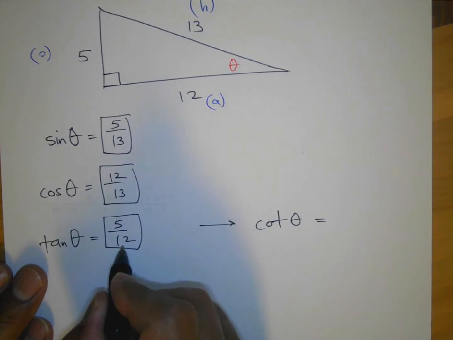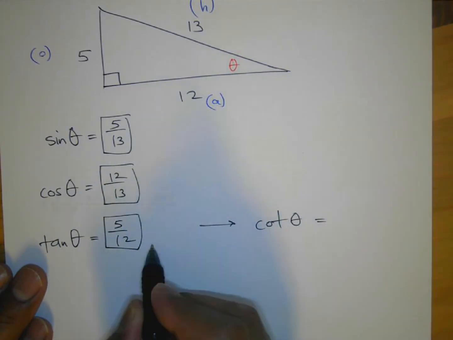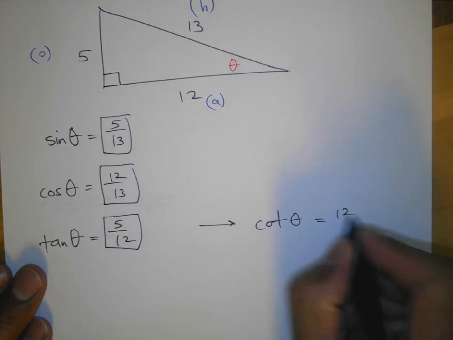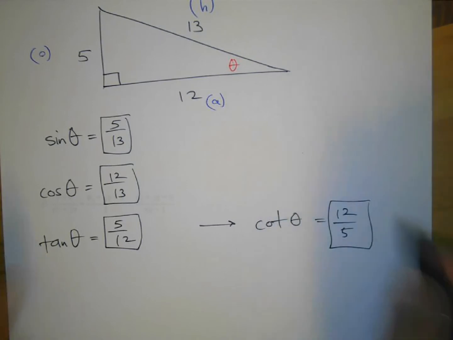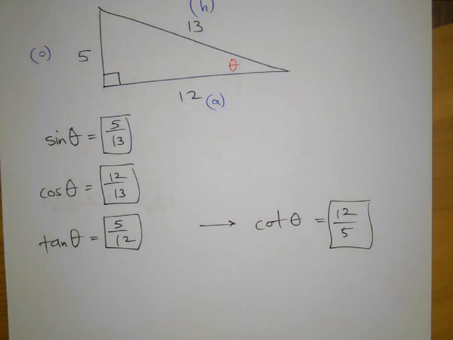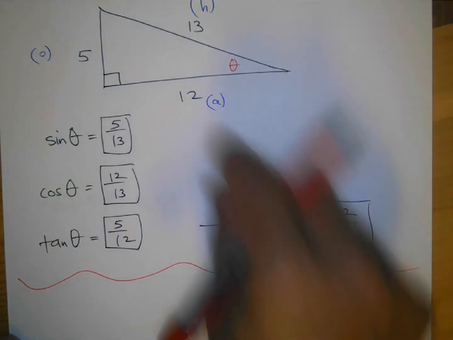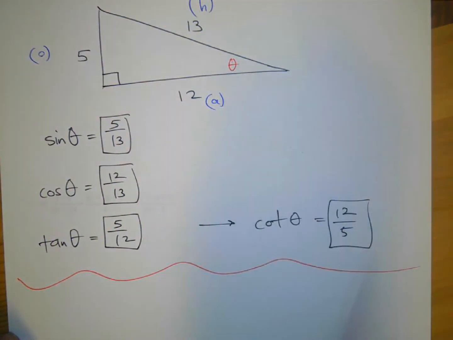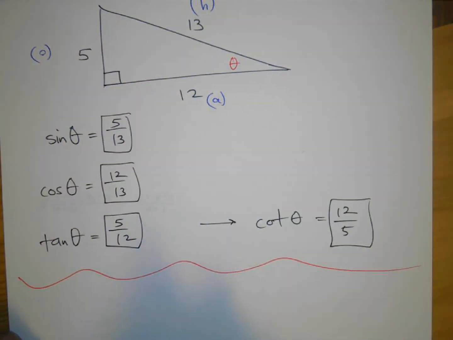If this is 5 over 12, I don't need to learn this one. If I can get this one, I know this one. If this is 5 over 12, this is 12 over 5. Okay, remember that. We know that tangent and cotangent go together. So, this new formula, this is new. And we're not going to talk about these other ones, cosecant and secant. We're not going to need those.